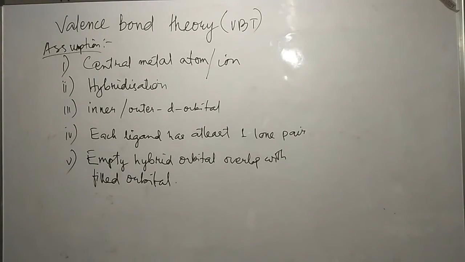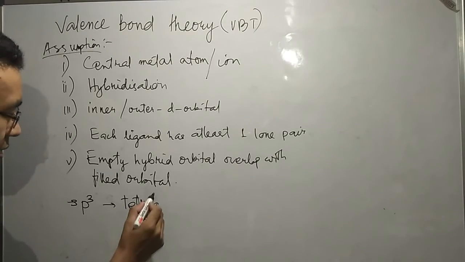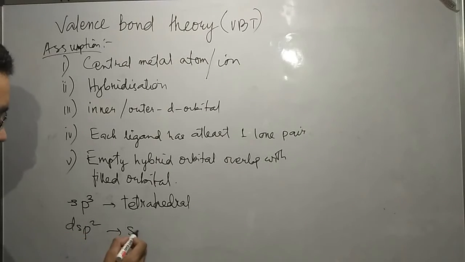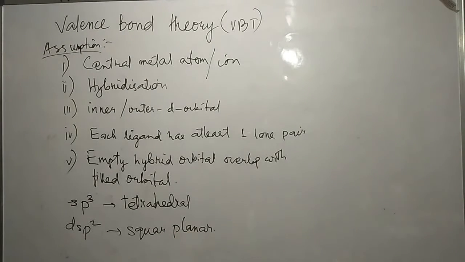The second one is hybridization. The appropriate atomic orbitals of the metal hybridize to give a set of equivalent orbitals of definite geometry, such as square planar, tetrahedral. For example, if the hybridization is sp3, then it will give a tetrahedral geometry. If it is dsp2, it will give a square planar geometry.